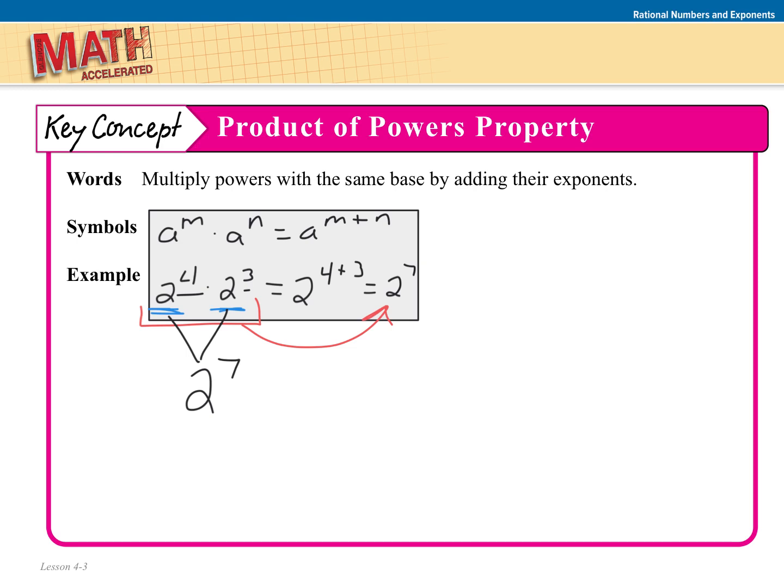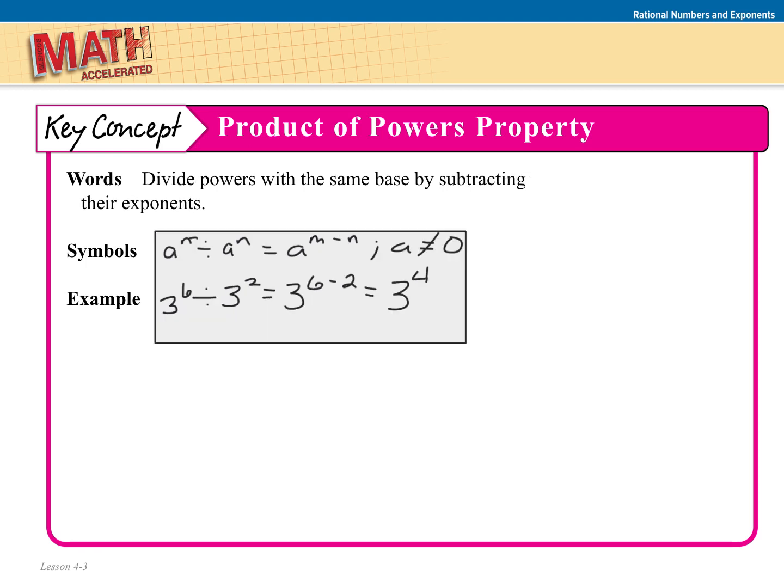Okay? You are never, I shouldn't say never. In this chapter, you will not see them without the same base. They will always have the same base. Okay, so you won't have to worry about if they're not. Okay? Now, going to dividing.